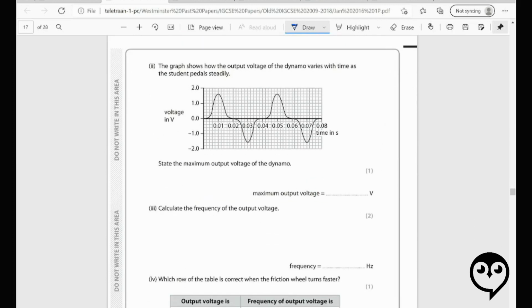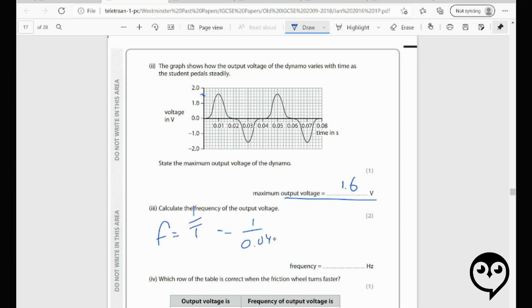Okay, here's a graph of what we've got going on there. Here's a readout of what the voltage would be in time. What's the maximum output? It looks to me like the maximum is 3 squares up, and there's only 5 there. It's going to be 1.6 volts. Calculate the frequency. Frequency is 1 over the period, and the period is 0.04. We know that 1 over 4 is 0.25, but this is 4 hundredths, so it's going to be 100 times larger. So 25 hertz.